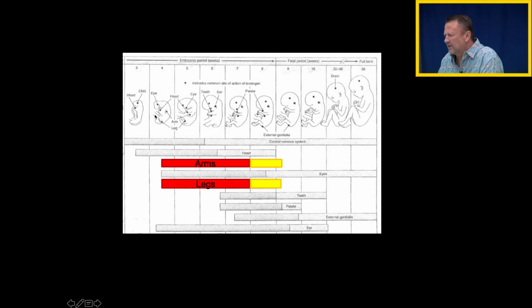But notice that the arms and legs start to form in the middle of the 4th week and continue to develop up to week 7 and 8. By week 9, the arms are fully developed. By week 16, the arms are completely developed. So by about week 9, we have complete development. Now let's look at exposure to the teratogen that affects the arms and the legs.